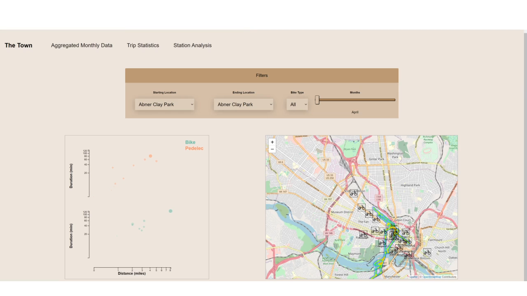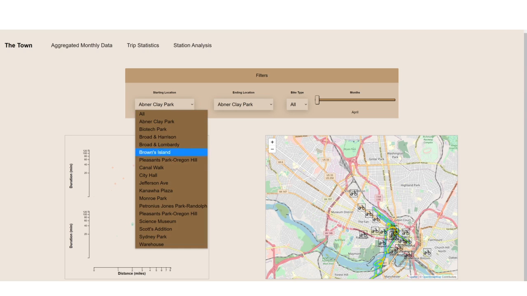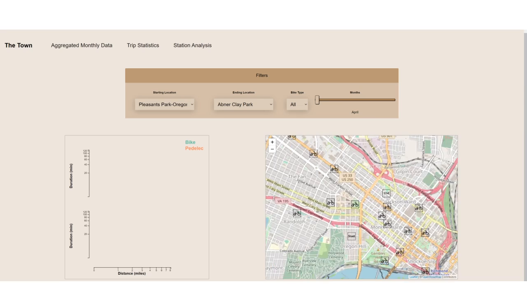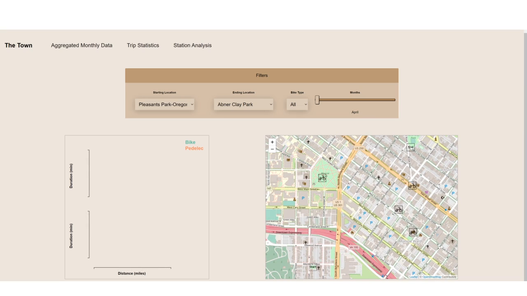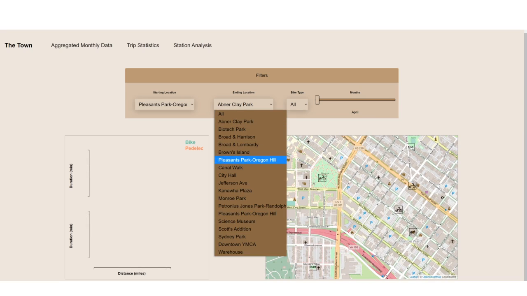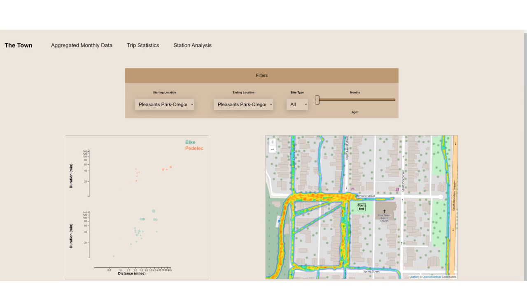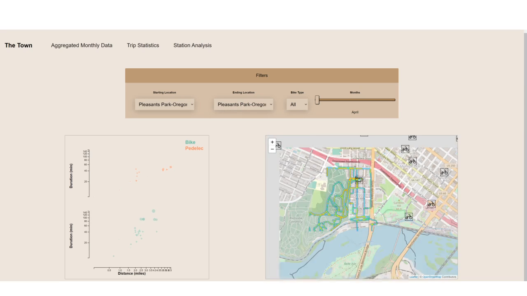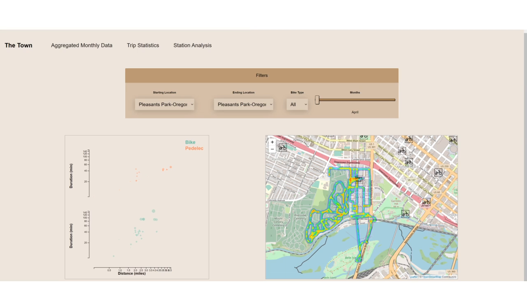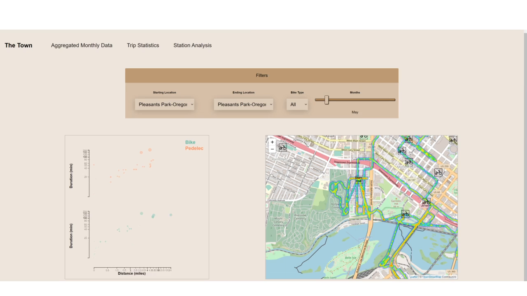This visualization explores the routes taken by bikers from specified stations. The data can be filtered based on the starting and ending locations, bike types, and months. So here we can see some interesting patterns based on the filters. For example, if we select Pleasant Park, Oregon Hill, and Pleasant Park, Oregon Hill as the ending location, then we can see the overall distribution of the GPS locations and the distance and the routes taken by the bikers.